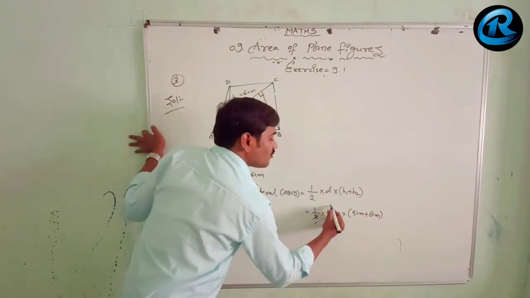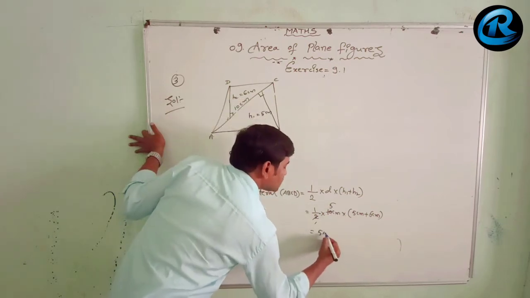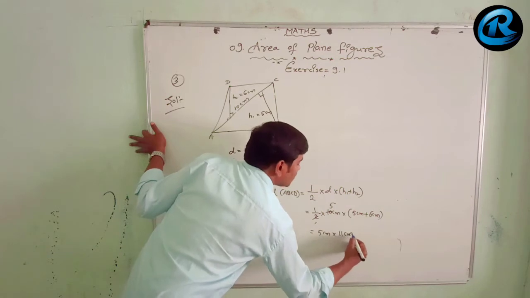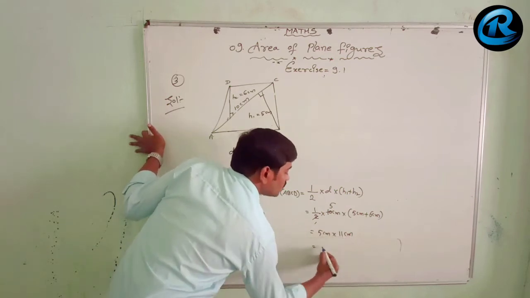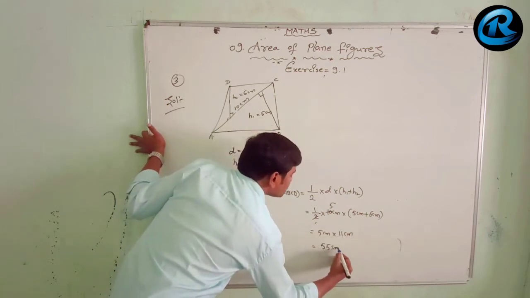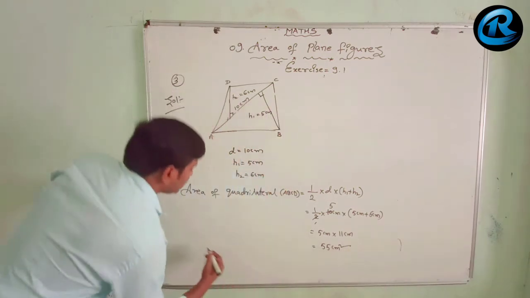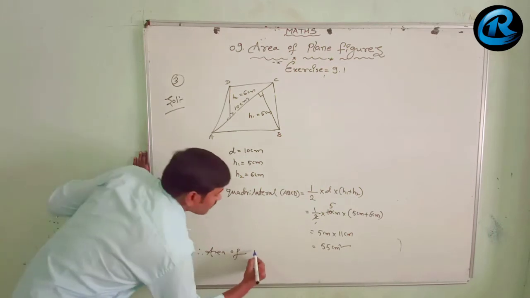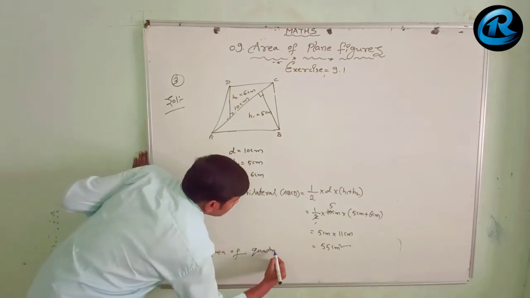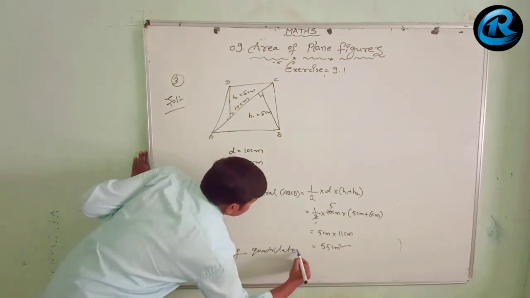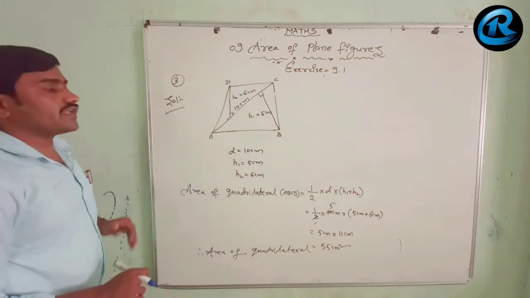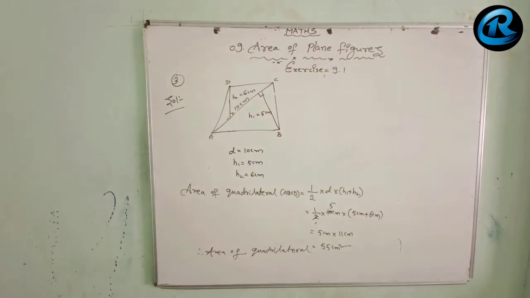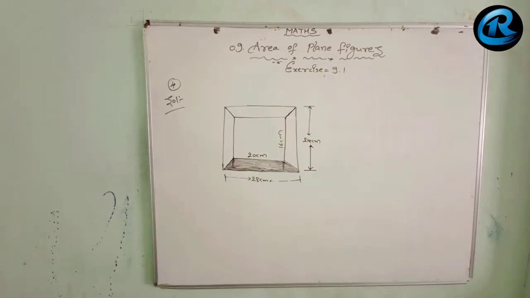See, 2 ones are 2, and 5 twos are 10, we get 5 centimeters here. 5 centimeters into (5 plus 6), that is 11 centimeters. Now 5 into 11 is 55 centimeter square. Therefore, the area of the quadrilateral equals 55 centimeter square. So please copy this now.